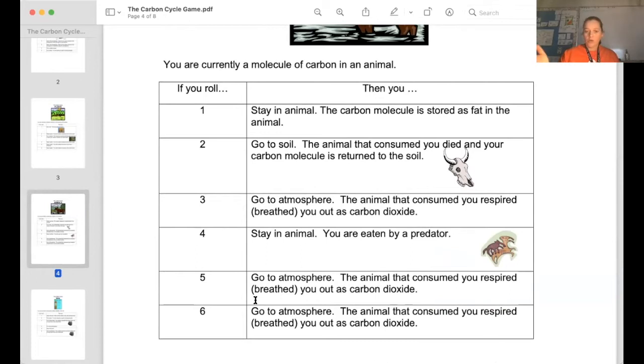So I roll, I get a 1, I stay in the animal, I draw my nice circular arrow from the animal to the animal, and it tells me why. I'm stored as a fat molecule in the animal. And then I'm going to roll again.